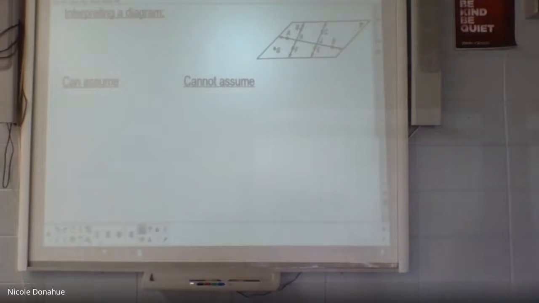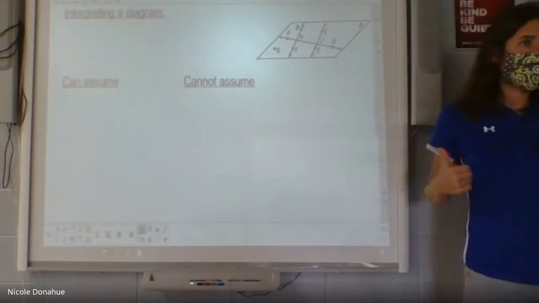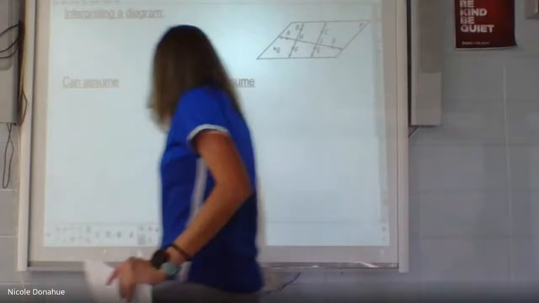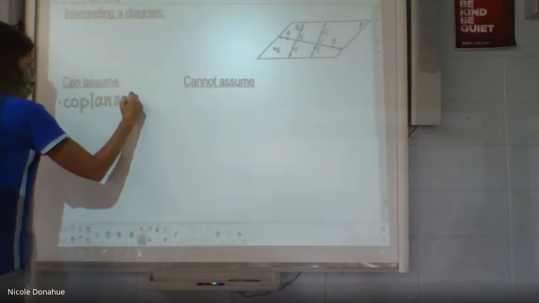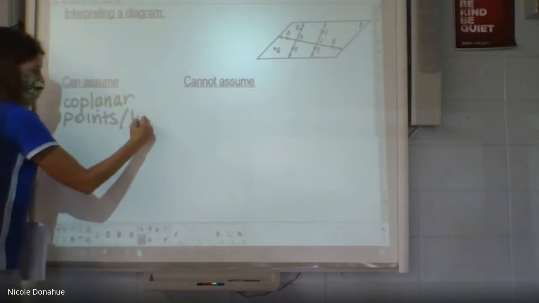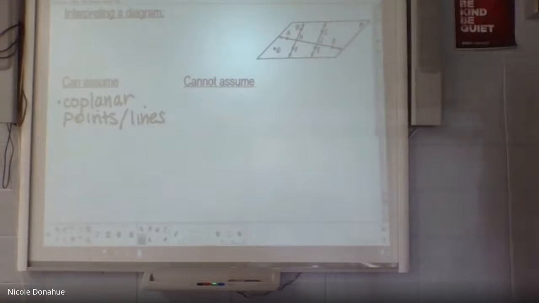Yeah? Not all the lines are on the plane. So all the lines are on that plane. The fact that those lines are all drawn on that plane, we can assume that. And what do we know about the dots too? Are there any dots that aren't on this plane? So these are all coplanar points. So we can assume that. All the points and the lines are all on that plane.